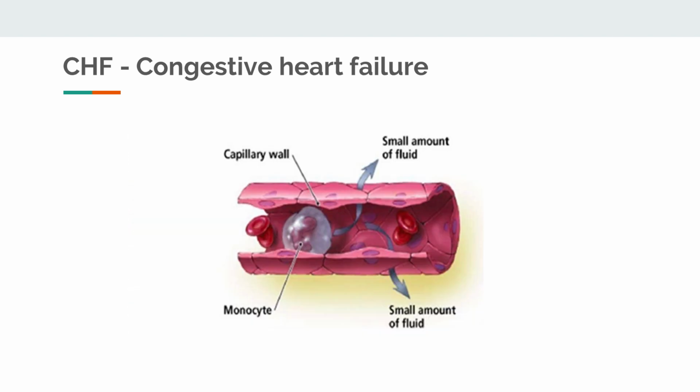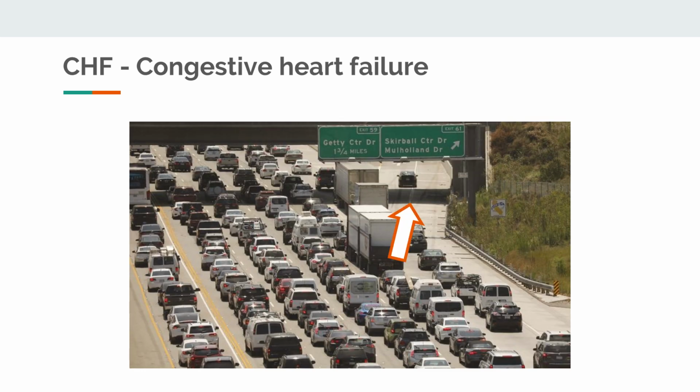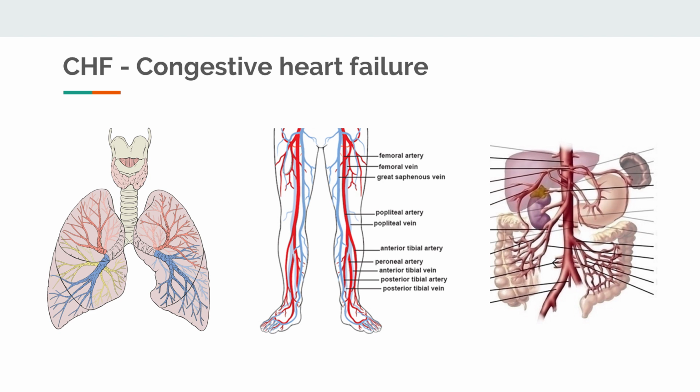The thing with blood vessels is that they're not exactly waterproof and can actually be quite leaky. When blood flow becomes congested or backed up, fluid can leak out of the blood vessels and into the surrounding tissues, kind of like if there's a traffic jam on the freeway, cars will begin to exit to the side streets. This tends to happen the most around the lungs, lower extremities, and in the abdomen.